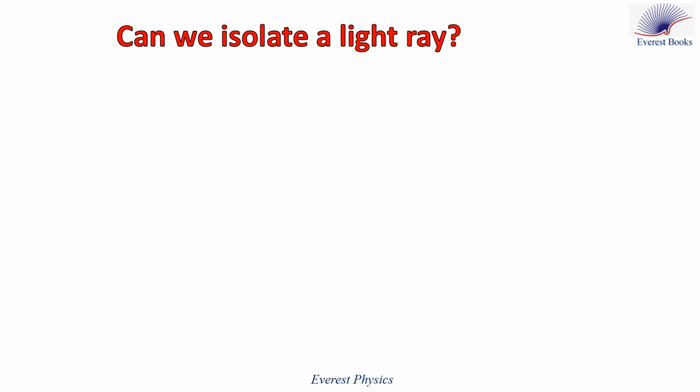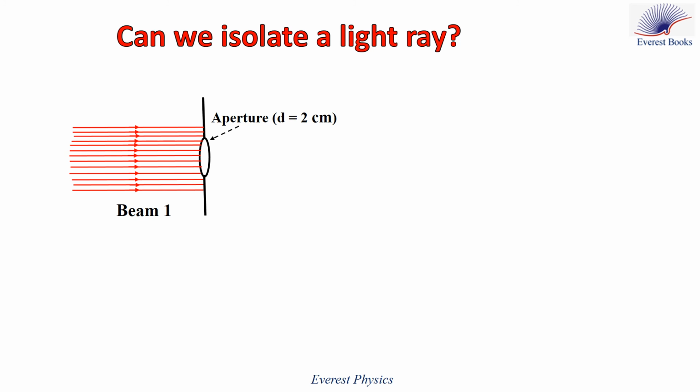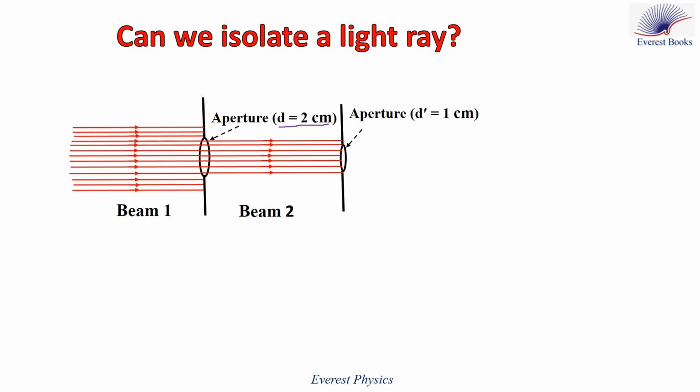One of the main questions: can we isolate a light ray? Let's study this diagram. Consider beam 1 of light. This beam passes through a wide aperture since its diameter is much greater than 1 millimeter. So, it obeys the principle of rectilinear propagation of light and it emerges from the aperture with a diameter equal to 2 centimeters. Now, consider beam 2.